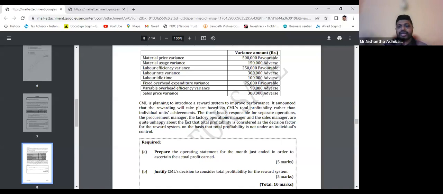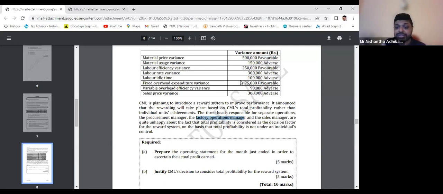Therefore, if each individual manager acts in their own best interest, for example a procurement manager who wants to report a higher favorable price variance, what can he do? He can purchase cheap, low quality material and show a favorable price variance. Now he is happy. He can cheat. But when that material is transferred to the factory operation manager, who has to manufacture with it, there will be adverse usage, and thereafter efficiency can be adverse, right?